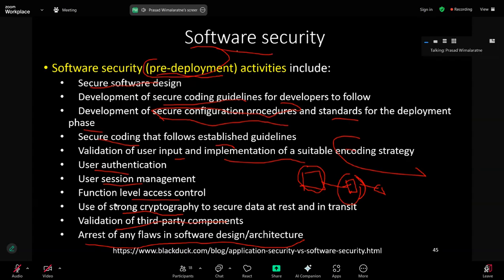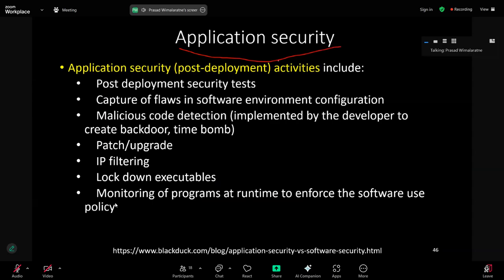So software security is all about looking at pre-deployment activities, whereas application security typically is about looking at the post-deployment activities, which can be like post-deployment security tests. So you deploy the system and try to test further. So those are some of the things. And capture of flaws in software environment configuration. So we can do that later, right? Which is not good enough sometimes.